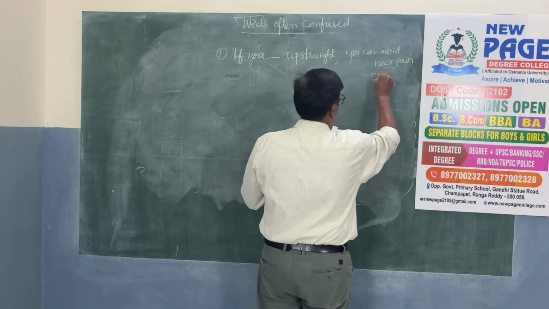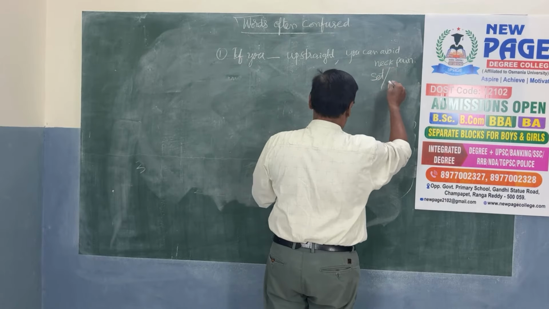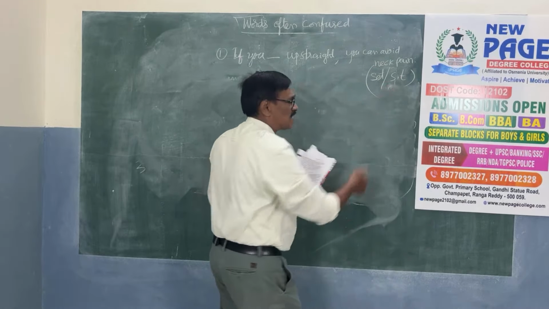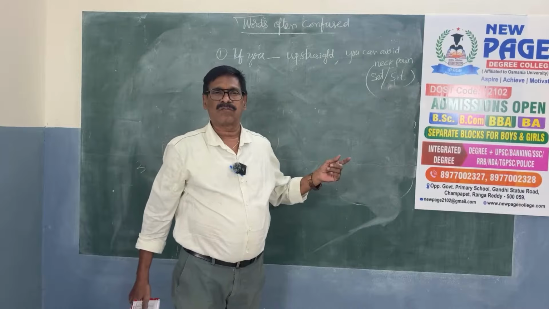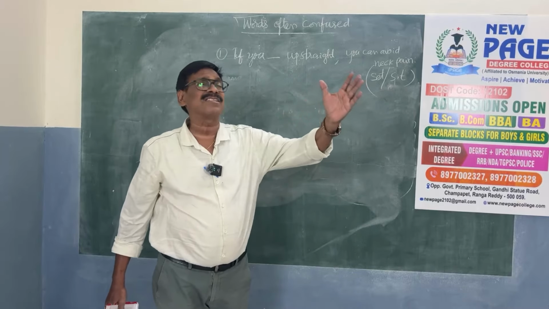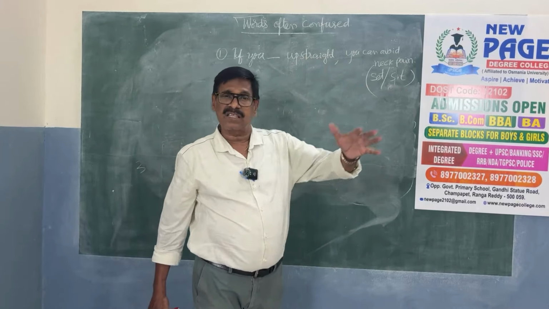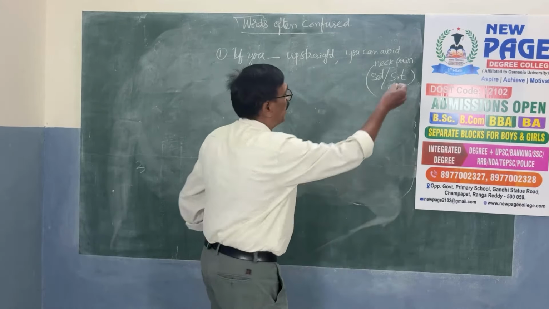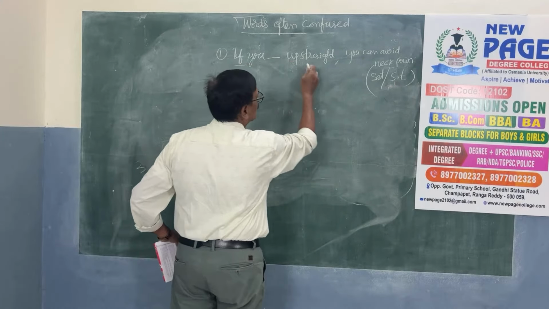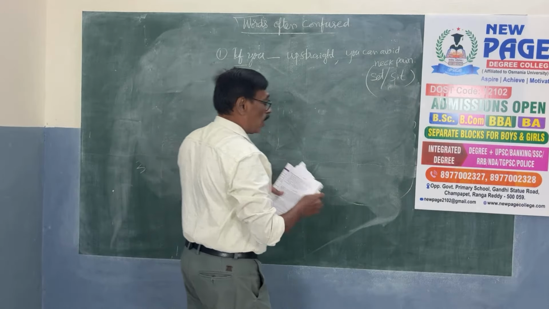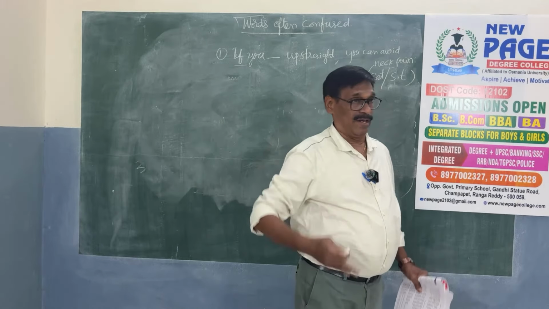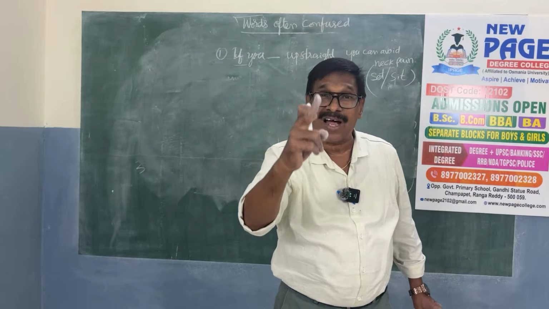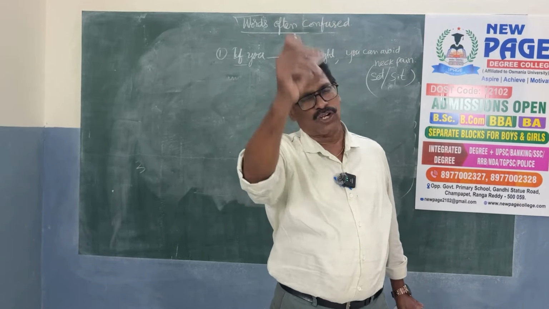Now, sit, set. The sun sets in the west. That is the easy one. If you sit up straight, you can avoid neck pain. So try to understand the meaning of the sentence. Once you understand the sentence meaning, you can write the answer easily.